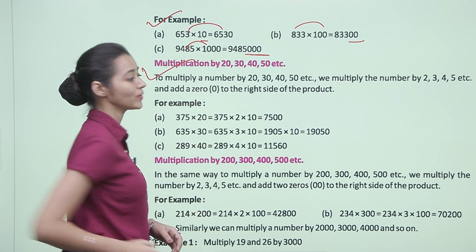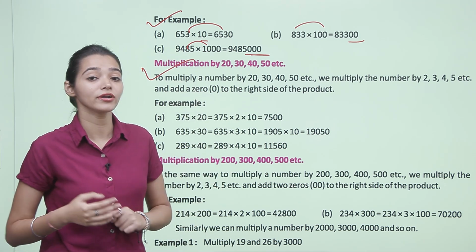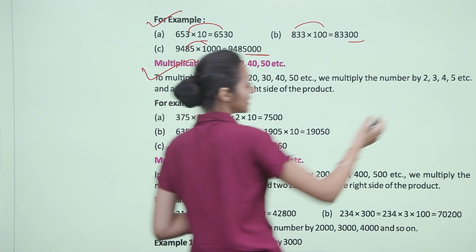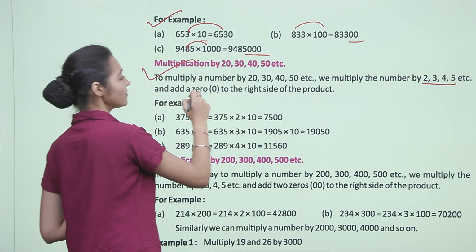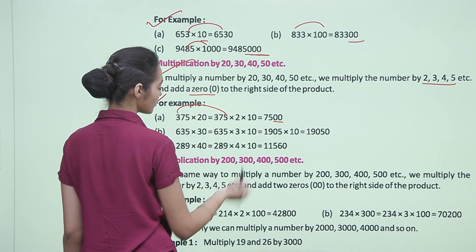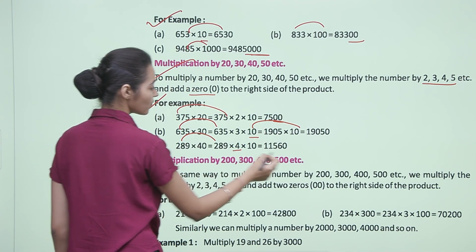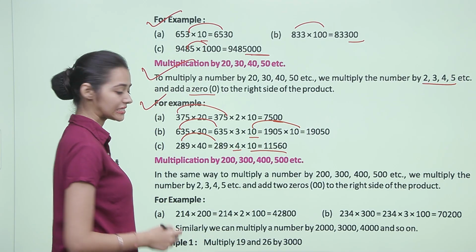Now multiplication by 20, 30, 40 and 50. To multiply any number by 20, 30, 40 and so on, firstly we multiply that number by 2, 3, 4, 5 and then we add a 0. For example, we multiply by 2 and then add 1 zero. We multiply by 3 and then add 1 zero. We multiply by 4 and then add 1 zero to it.